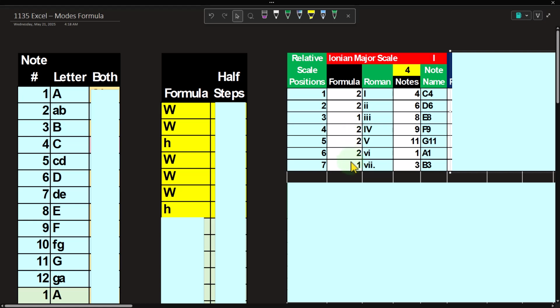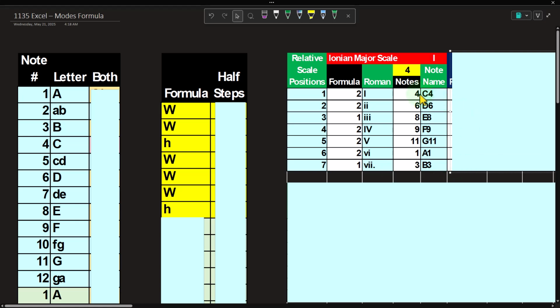If we apply that formula out to our key of C, which I'm going to say is number 4, using a number system, 4 plus this 2 gets us to 6, 6 plus this 2 gets us to 8, 8 plus this 1 gets us to 9, 9 plus this 2 gets us to 11, 11 plus this 2 gives us 13. But remember, it's a circular form, so we don't go above 12. So 13 minus 12 gets us to 1, and then 1 plus this 2 gets us to 3, and then 3 plus this 1 gets me back to the 4 as we go around in the circle.